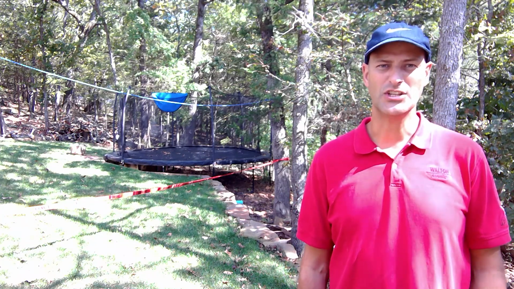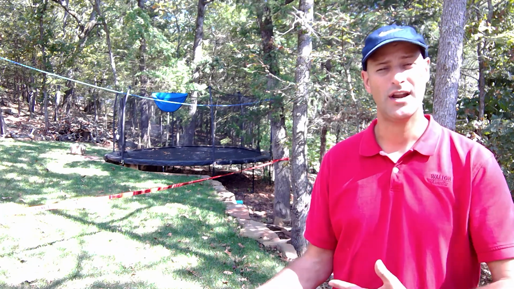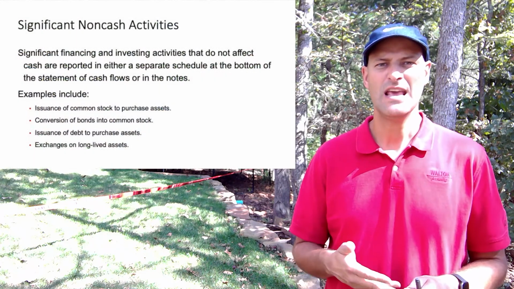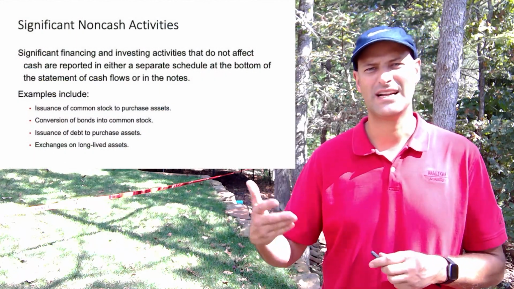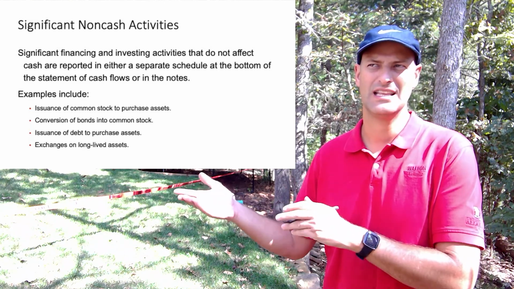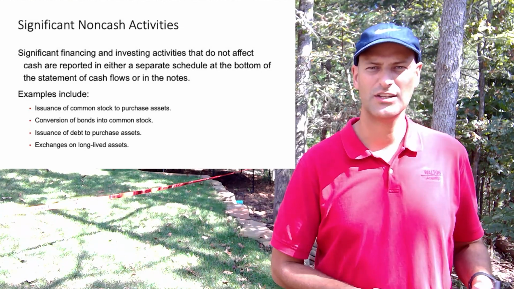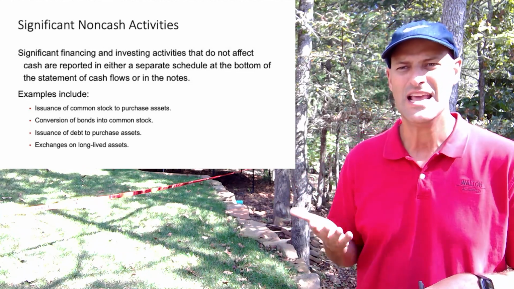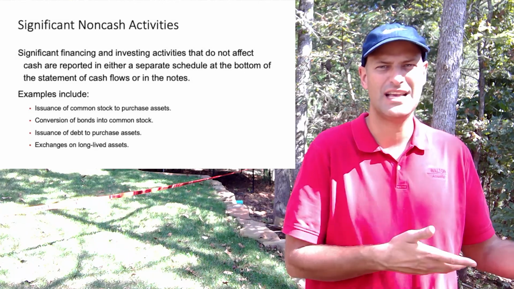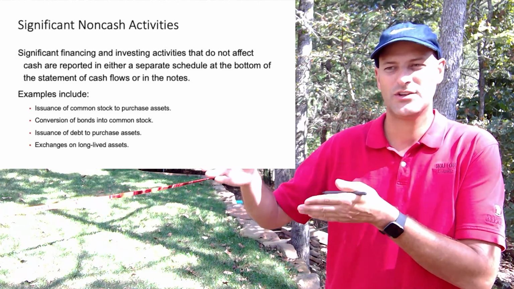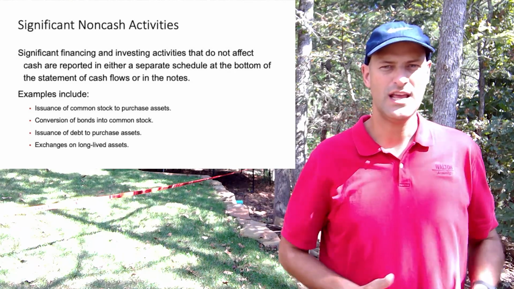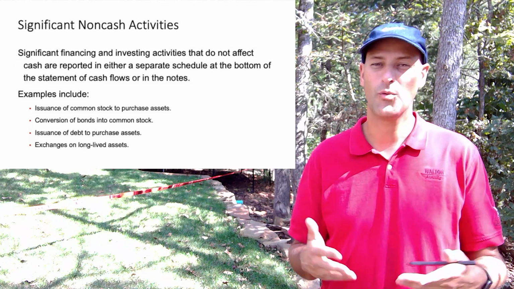Now, there is some additional information that we need to put on a statement of cash flows or disclose in conjunction with our statement of cash flows. And these are significant financing and investing activities that don't affect cash. So the idea is there are transactions that normally settle in cash, but they somehow bypassed cash. But we want to disclose those anyway. For instance, if we issue common stock to purchase assets, normally you would issue common stock, get cash, and use the cash to buy assets. In this case, we're skipping the cash part and going straight from common stock to buying assets. Well, we're going to disclose that.